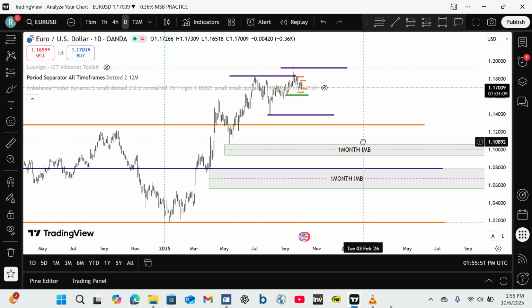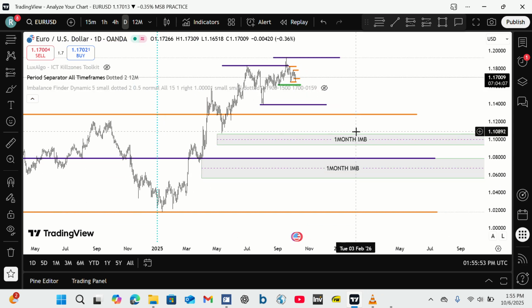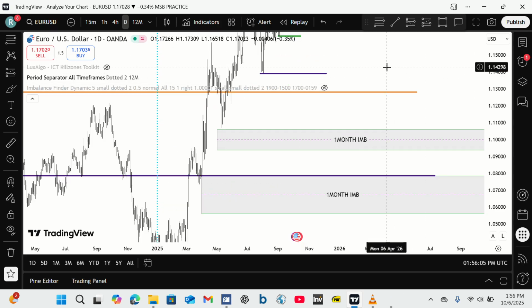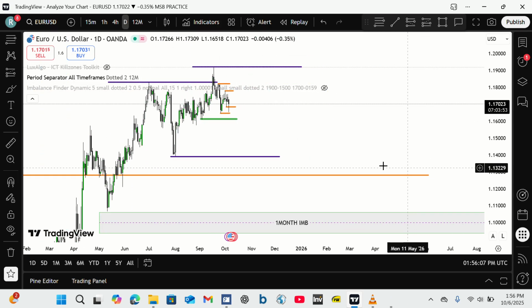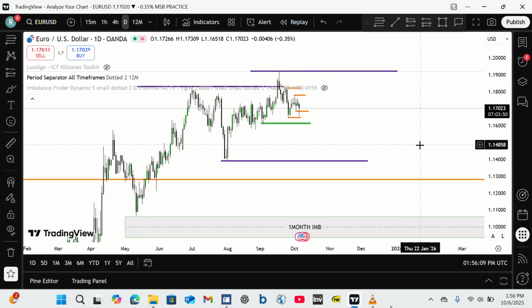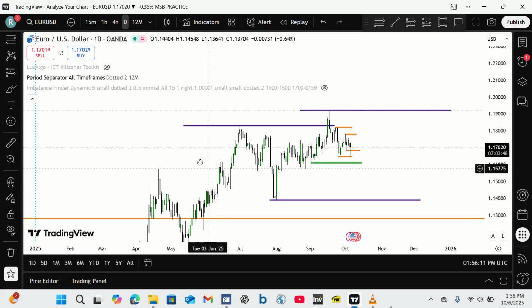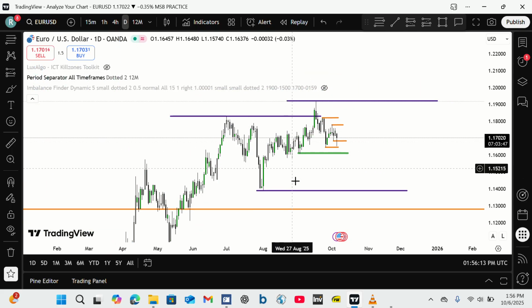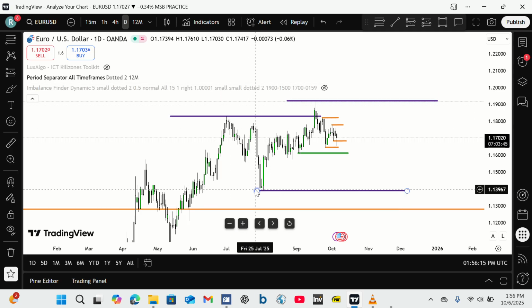So we have the 12-month high and low. We have the quarterly high and low. We have the weekly high and low. Then we have the daily. Also, we have the session high and low. All these are key levels where price could react. This is probably a weekly high and low or something.